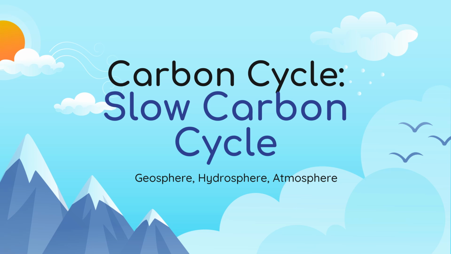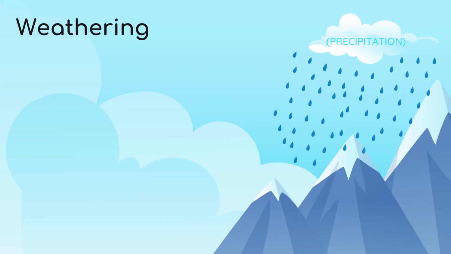This is going to be very similar to what you were learning about with the rock cycle. And this is going to involve the geosphere, the hydrosphere, and the atmosphere. So let's get right into it. We're going to start with solid rock on a mountain that undergoes weathering. Like I said, exact same as what we were doing with the rock cycle.